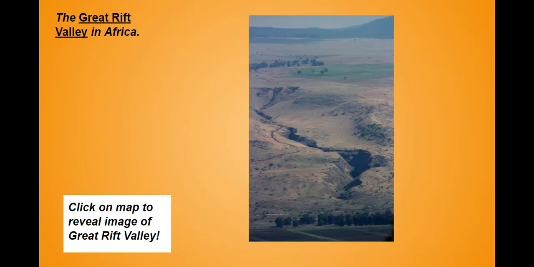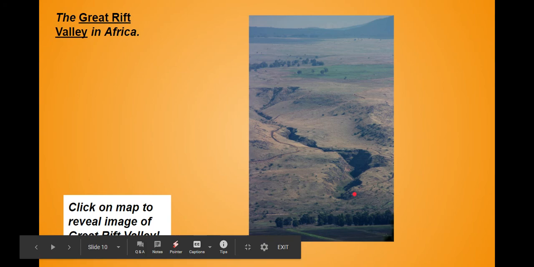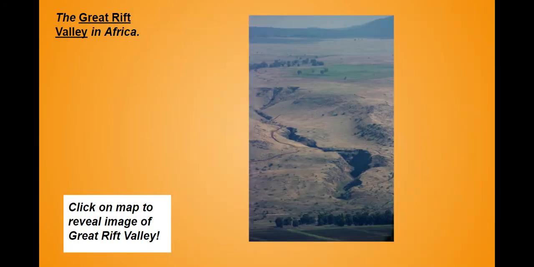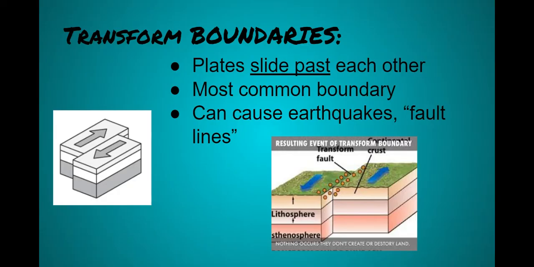This is what the Great Rift Valley kind of looks like from above. It just looks like a normal valley to me. But if you knew, you'd realize that this is the part where two pieces of the crust are pulling apart. That's a divergent boundary. The second type of boundary is called a transform boundary.